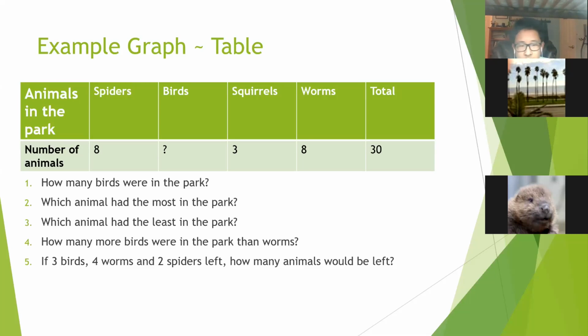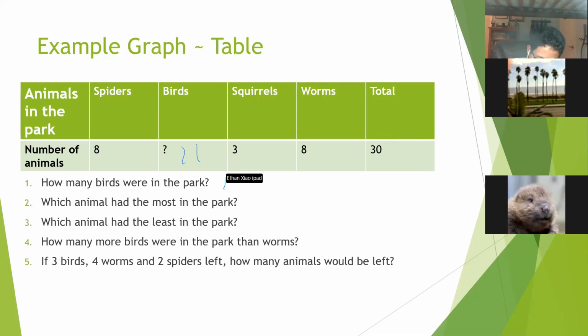So I have some problems that I'm going to solve here. Number one, how many birds are in the park? You can see that there are a total of 30 animals in the park, and you can see the number of all the other animals. So you have 8 spiders, 3 squirrels, and 8 worms. So you just do 30 minus 8 minus 3 minus 8, because that's how you find the number of birds, and you get 11. So just write 11 here. How many birds are in the park?